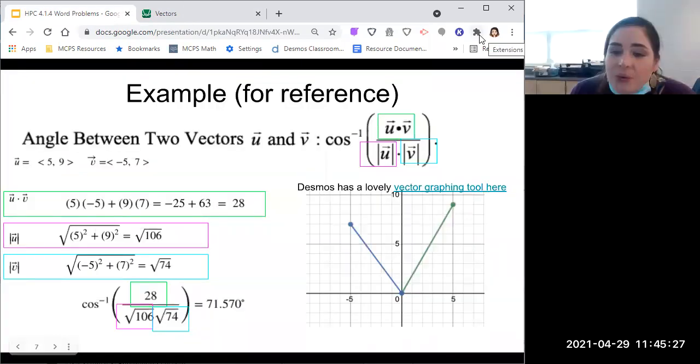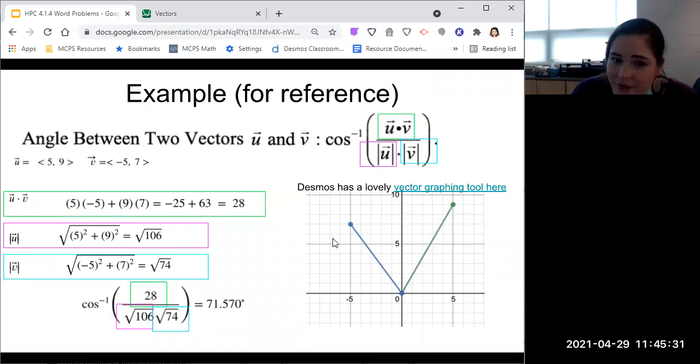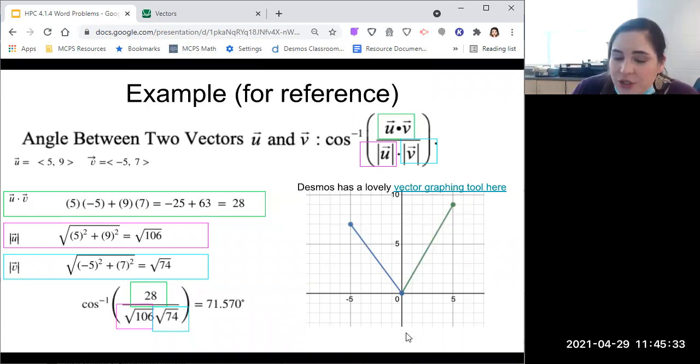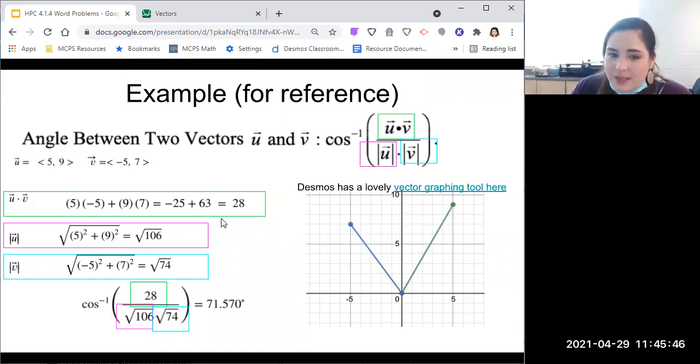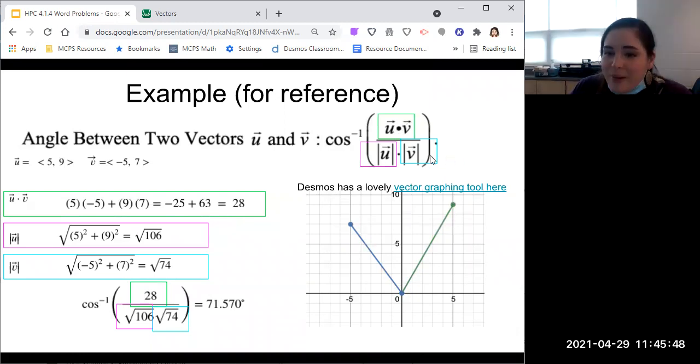Okay, so anyway, so these are the two vectors. So vector u is this green vector, vector v is this blue vector. So what we're trying to find is the angle between the green vector and the blue vector. Okay, so again, like I said, we need dot product, which I've color coded here in green. We need the magnitude of u, which I've color coded in this pink purple color. And then we need the magnitude of v, which I've color coded in light blue.